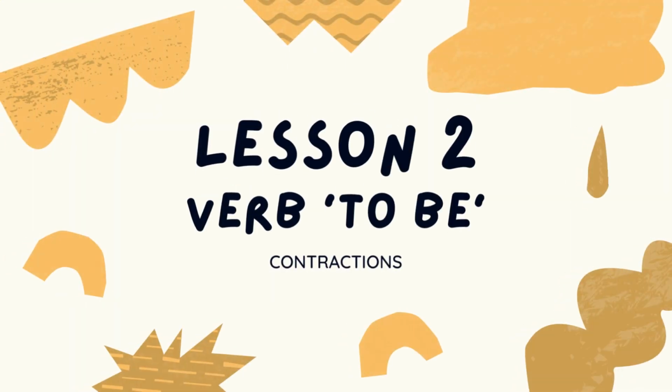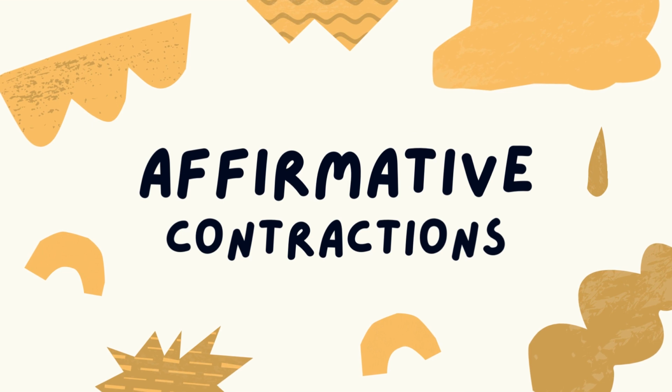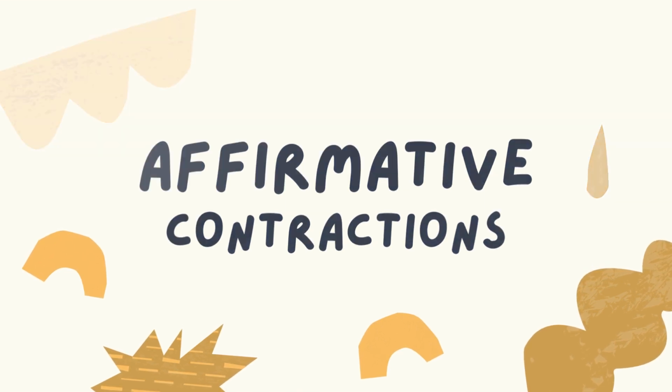In lesson number 2 of our A1 grammar course, we will be looking at the contractions of the verb to be. A contraction is the union of two words to form a single word. For example, the words he plus is are joined thanks to an apostrophe and form he's. In spoken English, apostrophes are used very often as they give us a lot of fluency. Let's look at how to contract the verb to be in the affirmative form.